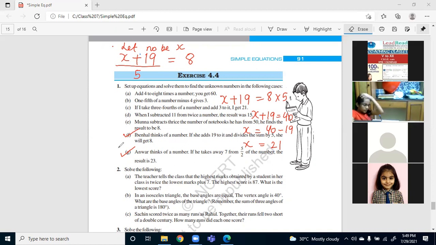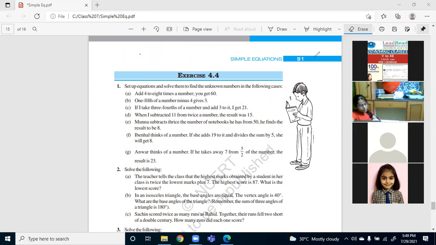Excuse me, ma'am. Yes, Samraj. Ma'am, can I tell the answer of G part? Yes. Ma'am, the equation is 5 by 2x minus 7 is equal to 23. Equation is correct. So first I should write, let the number be x.